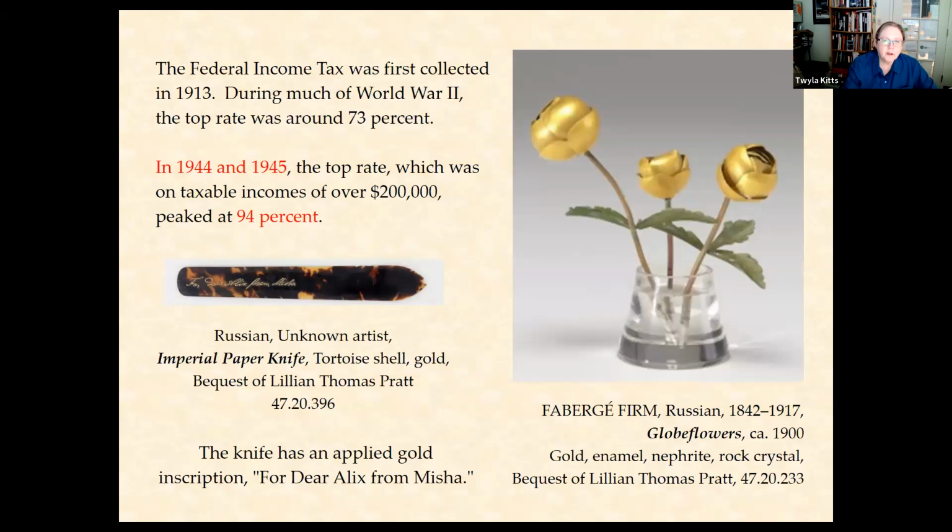So the federal income tax was first collected in 1913. And during much of World War II, the top rate was around 73%, so some good guesses there. But in 1944 and 45, the top rate on taxable incomes of over $200,000 peaked at 94%. I know, Donna, I can see you going, wow, yeah, that seems enormous, but why do you think it was so high? Anybody have an idea? And you can unmute yourself if you want. We're not a very big group. Okay, Madeline, yeah, and Catherine, talk to us about it.